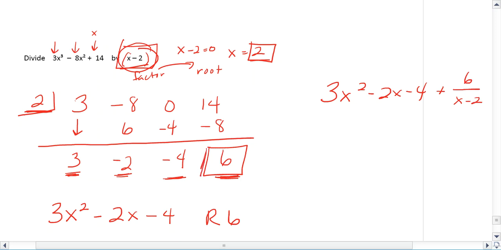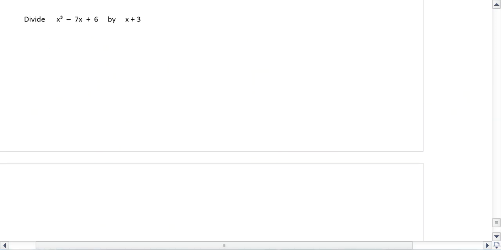Now when this remainder is 0, it just means that this factor goes in evenly. But sometimes it's 0, it goes in evenly, and if it's not, we have the remainder. So let's look at another example. Again, x plus 3 is the factor.